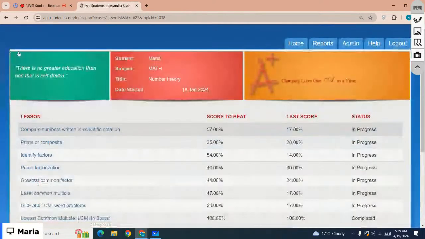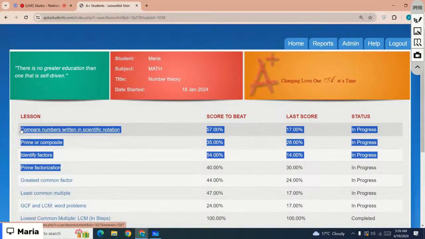So we were working on grade 6 math. The chapter we were working on is number theory. The lessons we have covered today are compare numbers written in scientific notation, prime or composite, identify factors and prime factorization, right? So please make sure before the next session you complete all the practice questions for the lessons we did today. That is your homework until the next session, right?